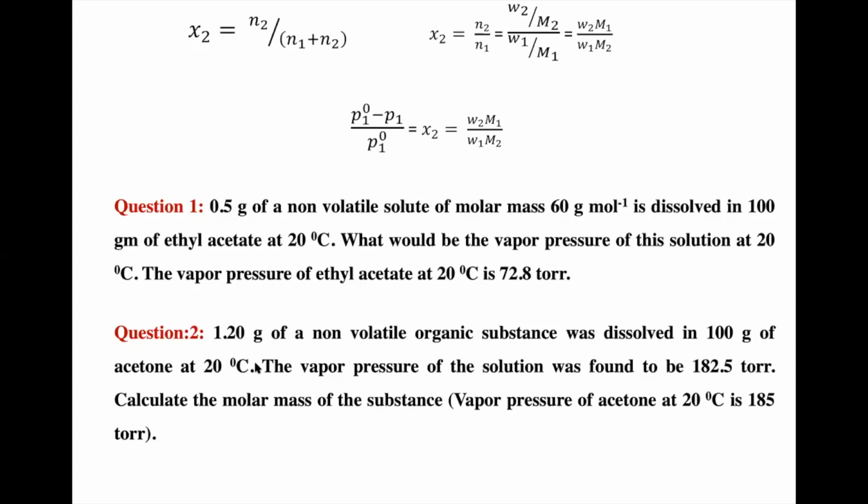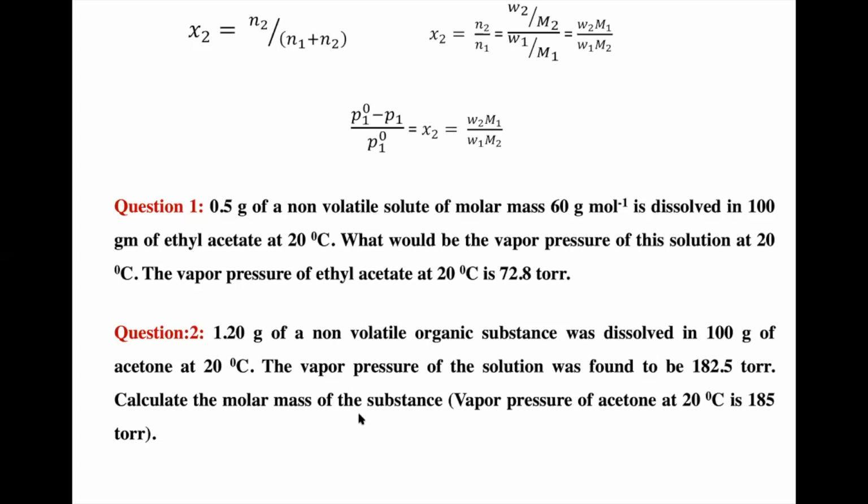In this example, 1.20 gram of a non-volatile organic substance was dissolved in 100 gram of acetone at 20 degrees Celsius. The vapor pressure of the solution was found to be 182.5 torr. Calculate the molar mass of the substance. The vapor pressure of acetone at 20 degrees Celsius is 185 torr. Okay, so this problem is also the same as the first one. In the question it is asking to calculate the molar mass of the substance.